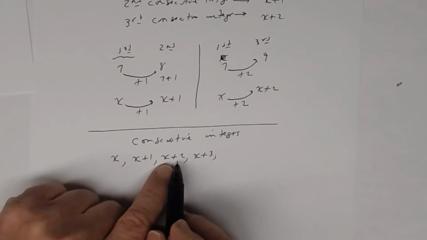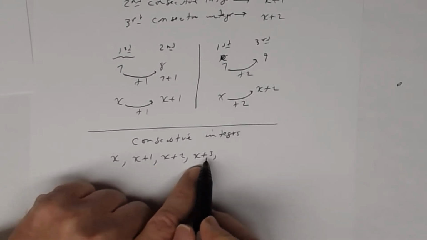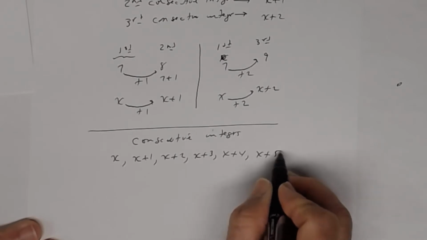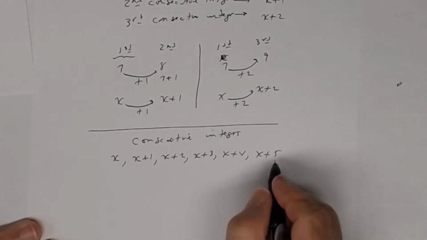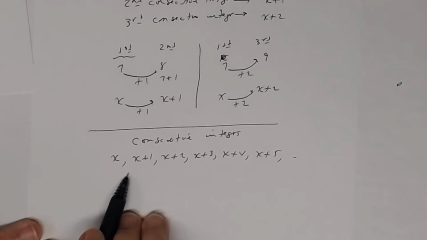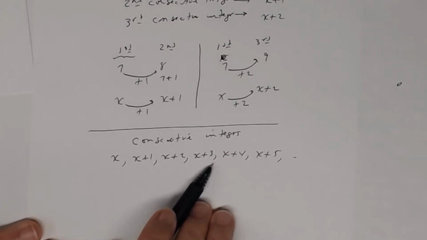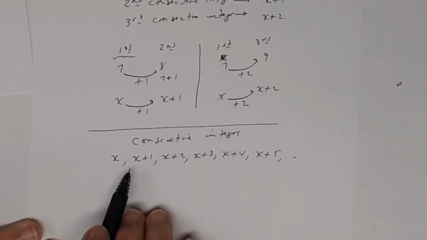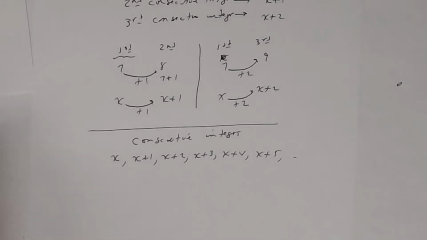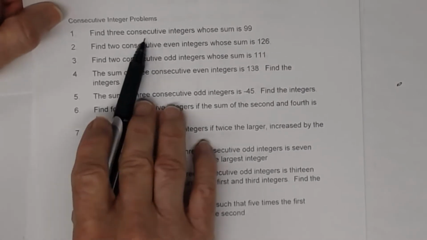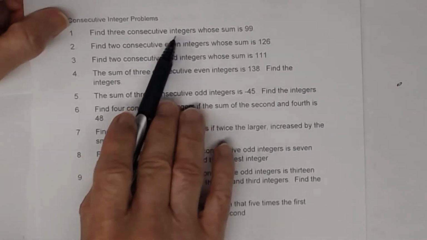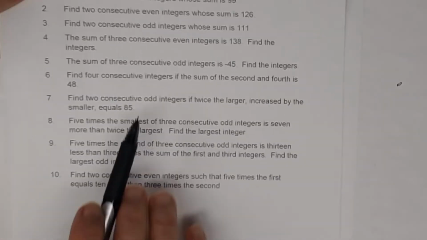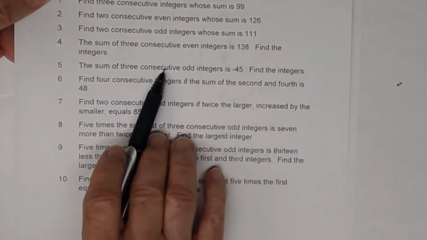X plus 1 plus 1 is x plus 2. X plus 2 plus 1 is x plus 3. What's the next one? X plus 4. What's the next one? X plus 5. Okay? And so that's going to be that process. So there's the first, second, third, fourth, fifth, sixth, and so on. All right? So that's consecutive integers. So when we look at these problems and they talk about consecutive integers, this is what you're going to deal with. Okay? Now there's some problems here that talk about consecutive even and consecutive odd.